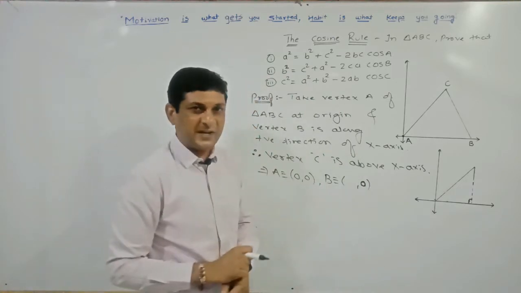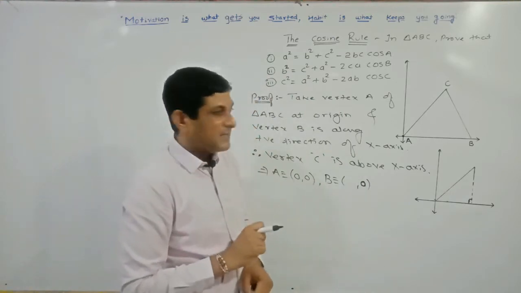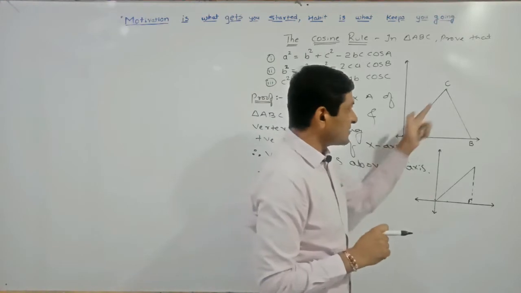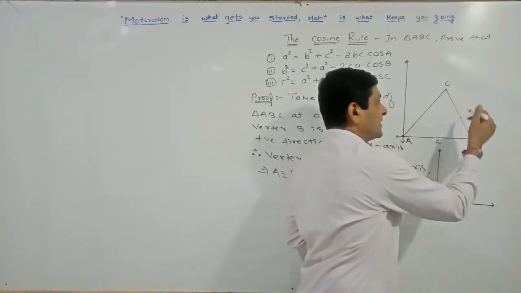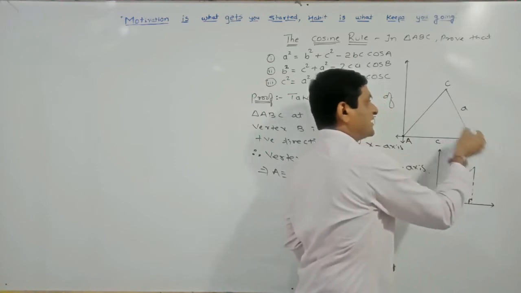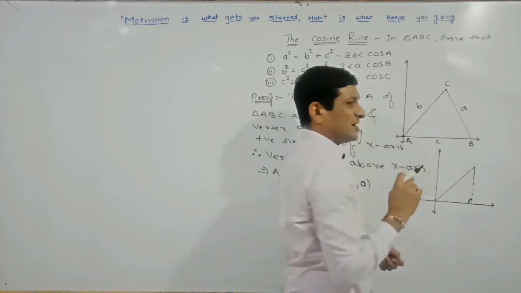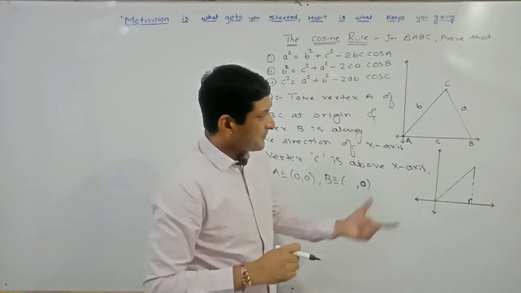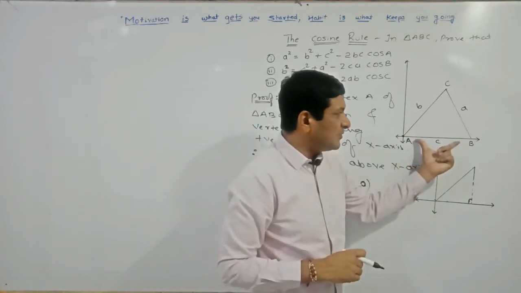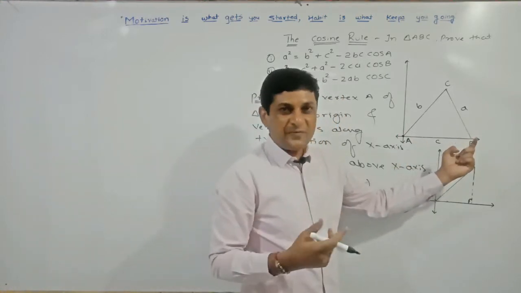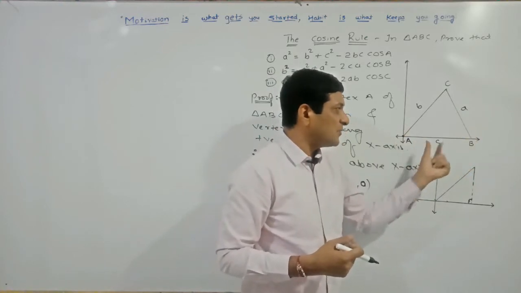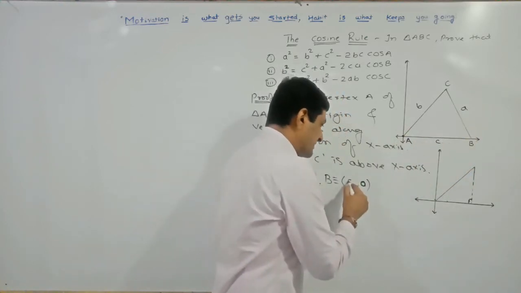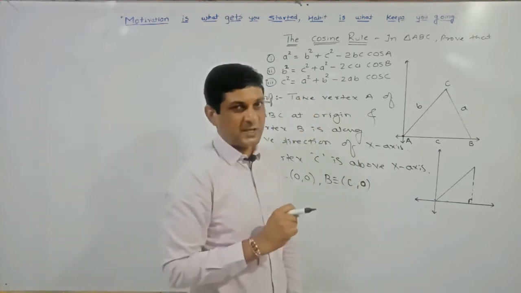Now we are trying to find the x coordinate of point B. In this triangle, we know that the side opposite to vertex C is denoted by small c, the side opposite to vertex A is denoted by small a, and the side opposite to vertex B is denoted by small b. So here the length of this segment AB is equal to c. And what is the definition of x coordinate? It is the distance of this point from the y-axis, and this distance is equal to c. That's why we can say that here the x coordinate will be equal to c.